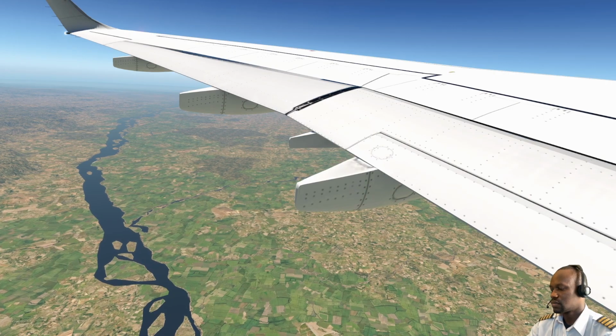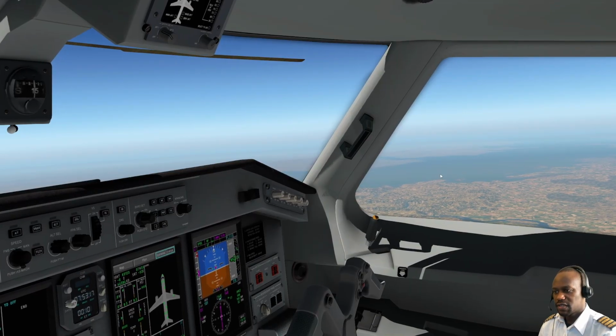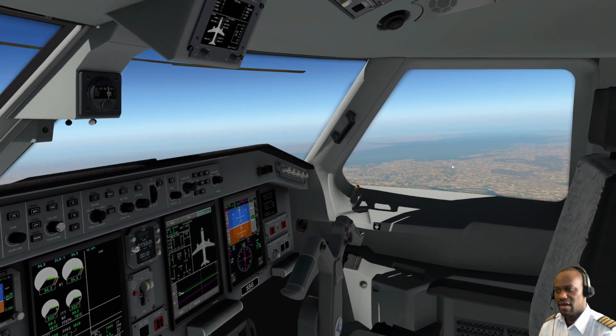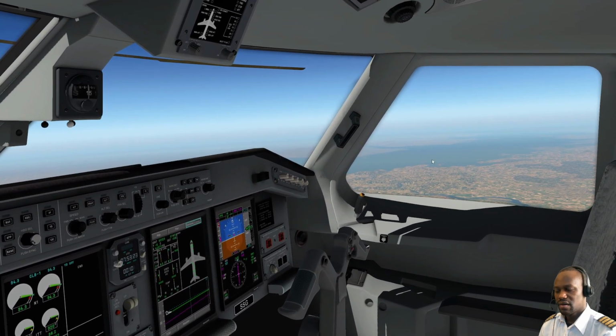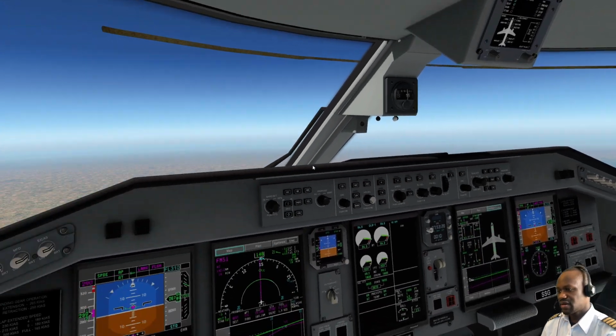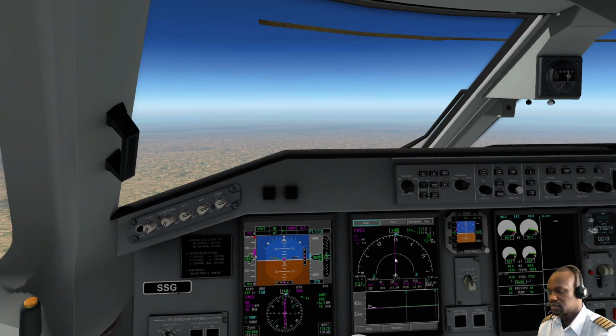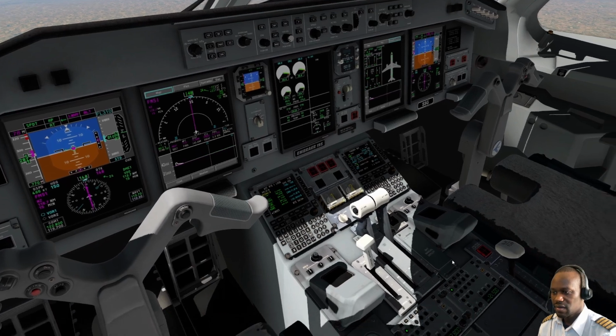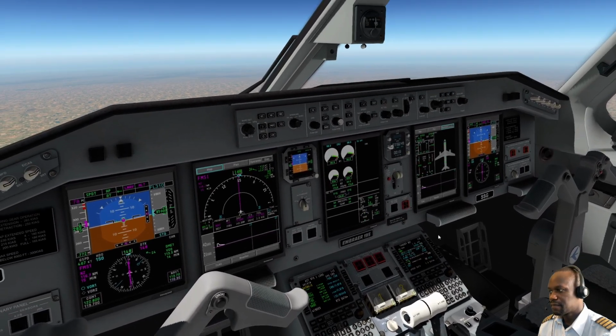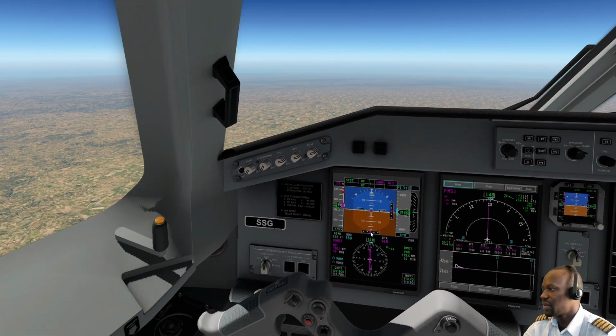You can also see another water body to our right. That's Kariba Dam. Kariba Dam is on the Zambezi River. And further to the west, of course, we have Victoria Falls. That's our cruise level. The aircraft is accelerating to 0.78 Mach.